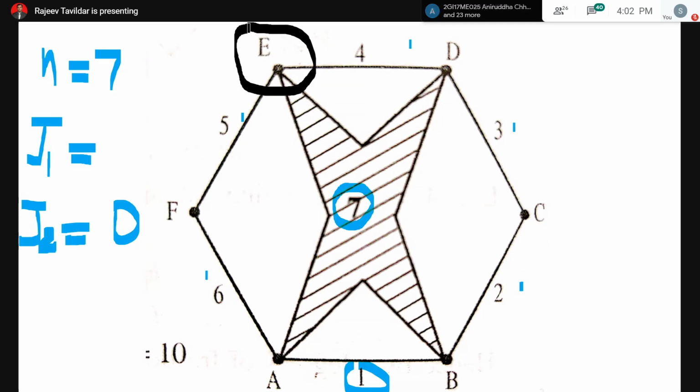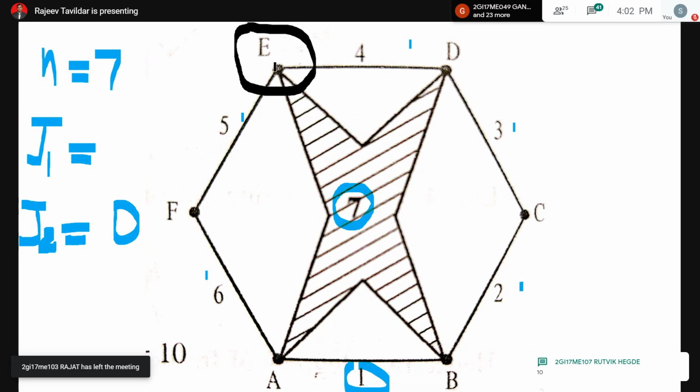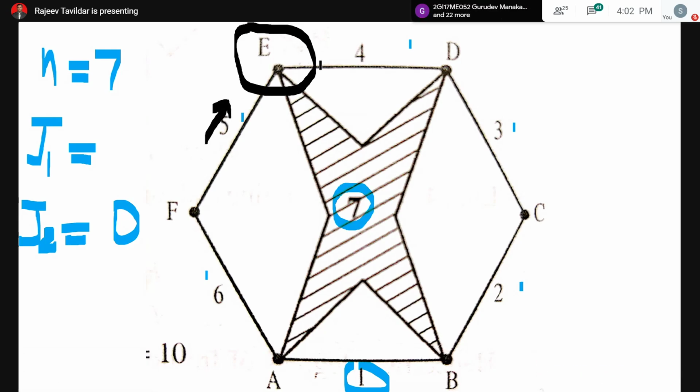At point E, there is a joint. How many joints are there? At point E, how many links are connecting? First of all, we have link number 5 coming from this side. We have link number 4 coming from this side. And we have link number 7 coming from this side. All are merging at this single point E. Means at this point E, there are 3 links which are merging. So this will have 2 joints.